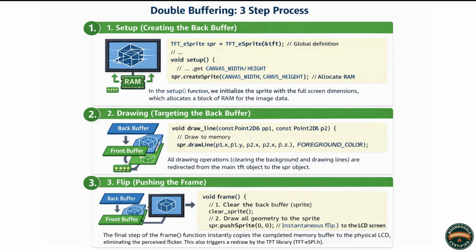The first thing we do is we create a sprite object, which we'll call SPR, and modify the setup function to initialize the sprite with the full screen dimensions, and this will allocate a block of RAM for the image data. The second thing we do is we move all drawing operations from the TFT object to the SPR object. And finally, we revise the frame function to copy the completed memory buffer to the physical LCD, eliminating the perceived flicker and triggering a redraw in the TFT eSPI library.